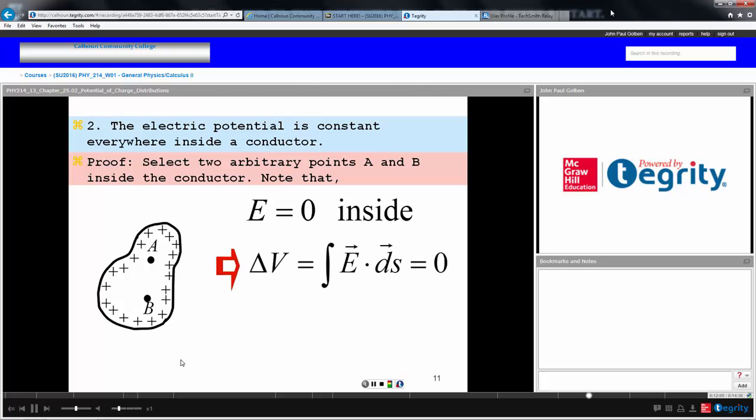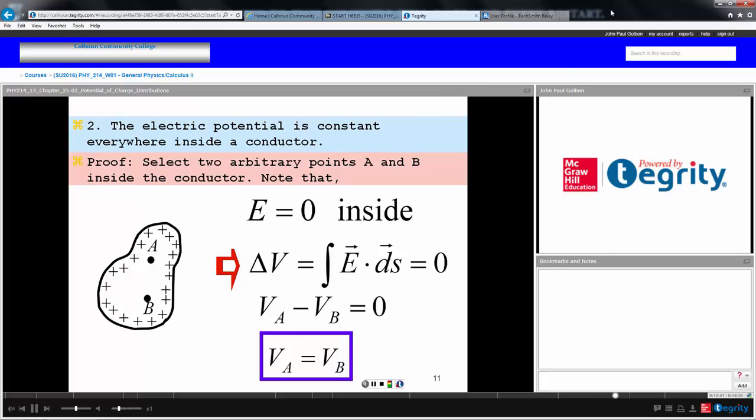We know that the change in potential is equal to the integration of the electric field dotted with our path. And if the electric field is zero, that means our change in potential is zero. Hence, if we had two arbitrary points on the inside of this conductor, VA and VB, the change in potential between those points would be zero. Hence, potential A would be equal to potential B. So the potential inside a conductor is constant.